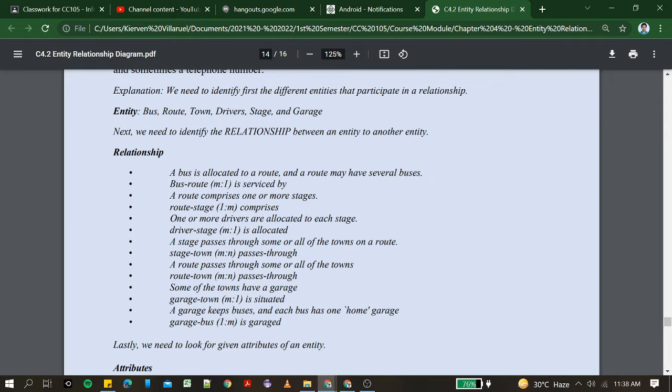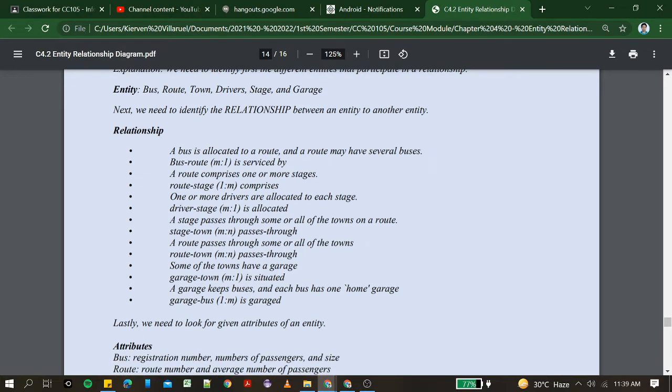Then we have, some of the towns have a garage. So, yung ilan sa mga town na maaaring daanan dun sa isang ruta ng isang bus ay maaaring mayroong garage na nakasituate doon. So, yung garage and town relationship is one to many at ang kanilang relationship ay is situated. Then, we have a garage keeps buses and each bus has one home or garage. So, ang garage at saka yung bus ang pinag-uusapan dito. Sa isang garage ay pwede magkaroon ng more than one or many buses na nakagarahe doon, no?